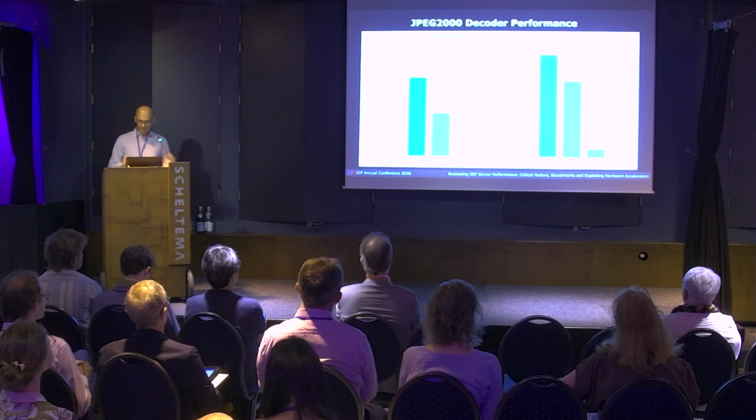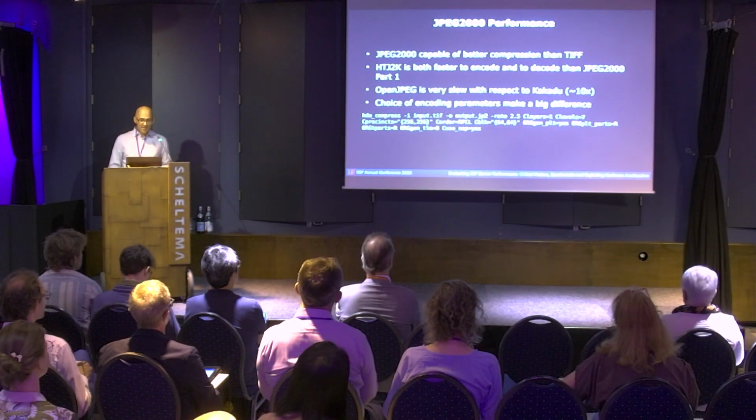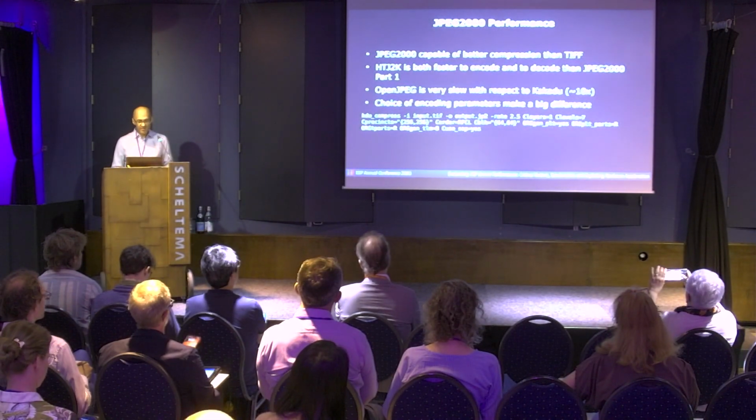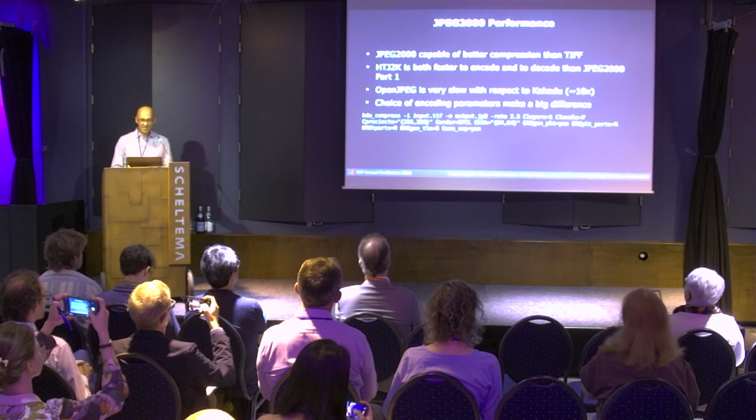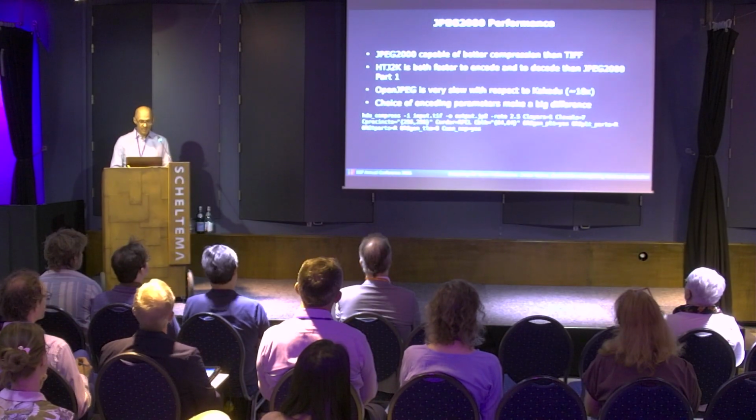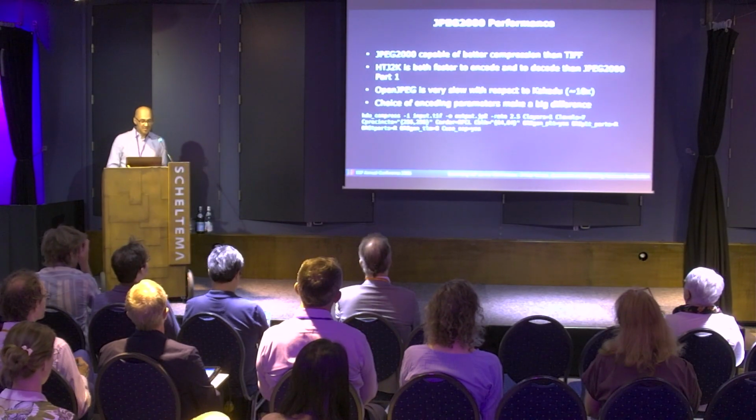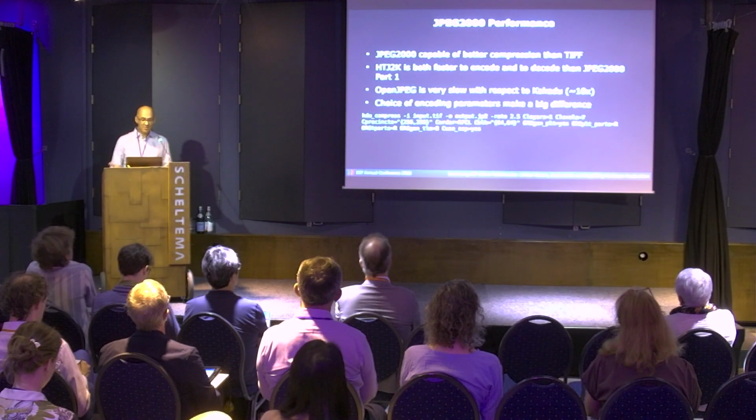So just to understand the scale here, even the best optimization is slower than TIFF. JPEG 2000 obviously has better compression characteristics than TIFF. HTJ2K is definitely faster to encode and decode, so it's definitely an option you should be thinking of. OpenJPEG, unfortunately, is very slow at the moment. And your choice of encoding parameters makes a big difference.